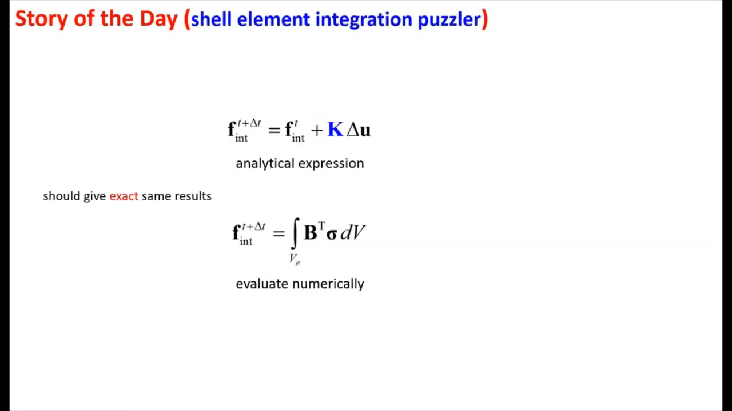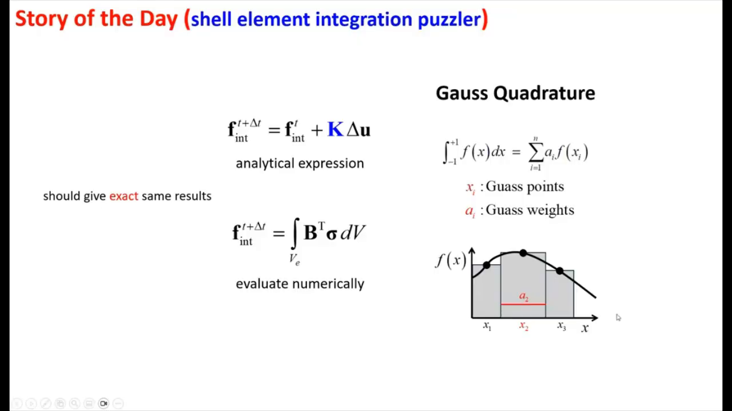This is what I said before. Okay, so I have to implement this integral, and I should get the exact same results if I use this or if I use this. So how do I do this? We call this evaluating the integral numerically. What does that mean? It means we approximate it.